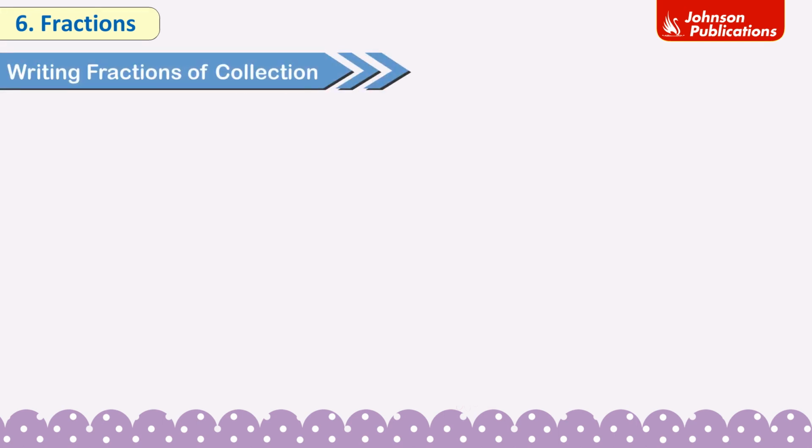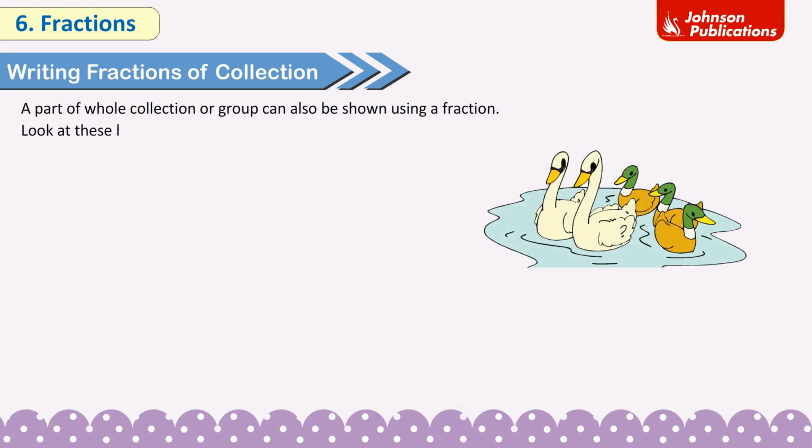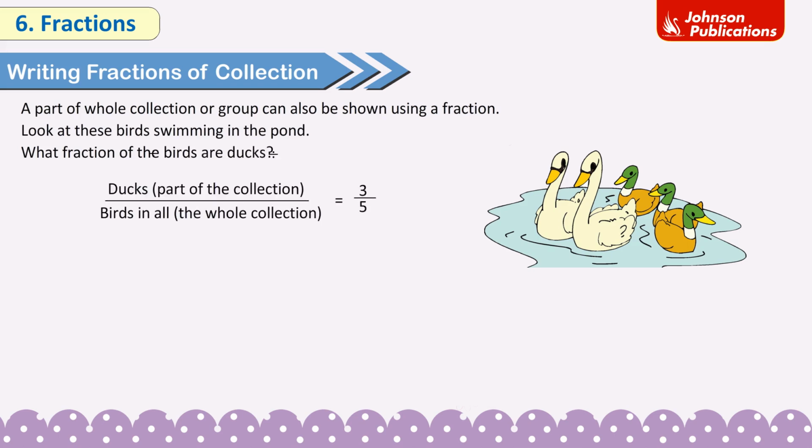Writing fractions of a collection. A part of a whole collection or group can also be shown using a fraction. Look at these birds swimming in the pond. What fraction of the birds are ducks? Ducks, the part of the collection, upon birds in all, the whole collection, equals 3 upon 5. 3 upon 5 or 3/5 of the birds are ducks.